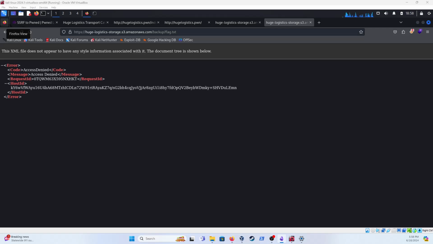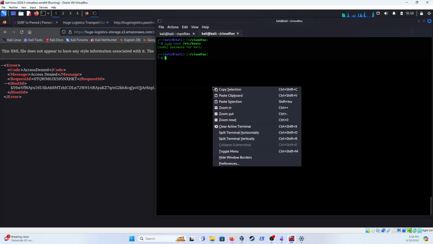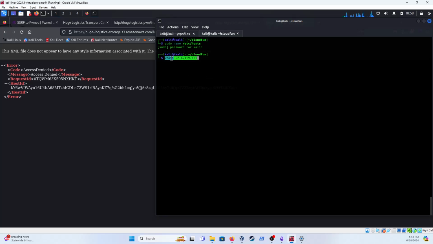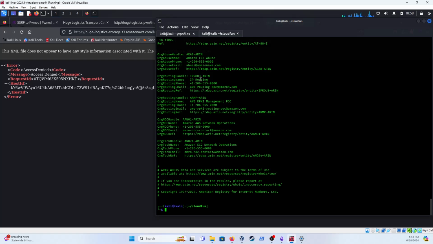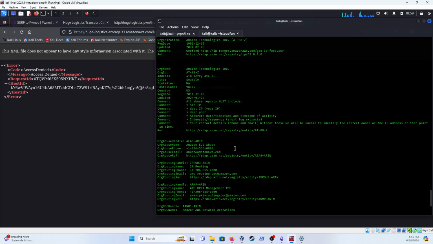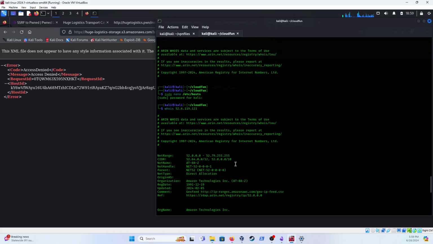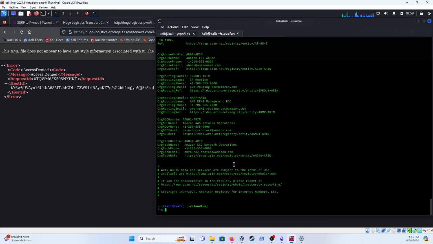Also, what we can do is run a whois command on the IP address that we're given. So let's go ahead and do that. Pull up the terminal, run a whois with the IP here, and we are given some pieces of information. It looks like it's an Amazon EC2, AWS, Amazon EC2, so that's really interesting and good information to have. So we might be looking at an EC2 instance.